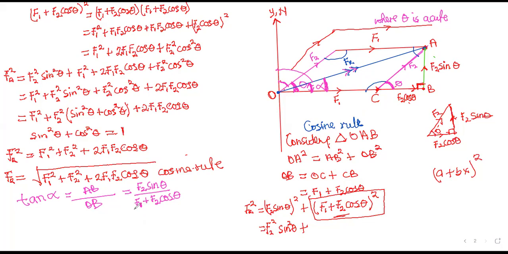Frank: So is it possible to instead write OC plus CB instead of the OB? Like instead of AB over OB, it would be AB over OC plus CB. Oh, you can, yes. Because OB is OC plus CB, yes.